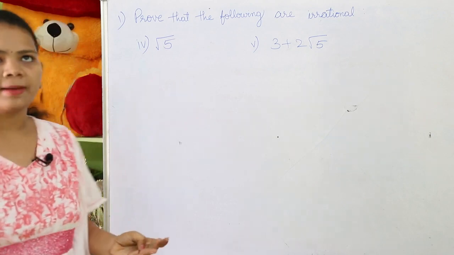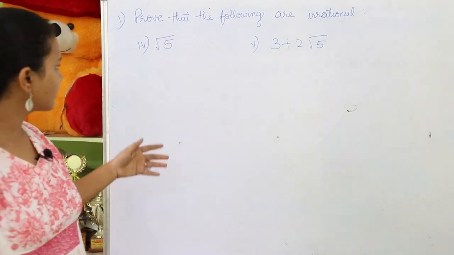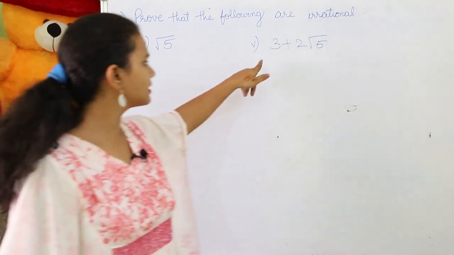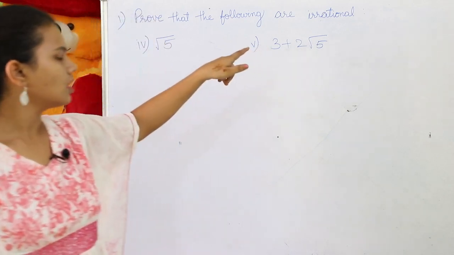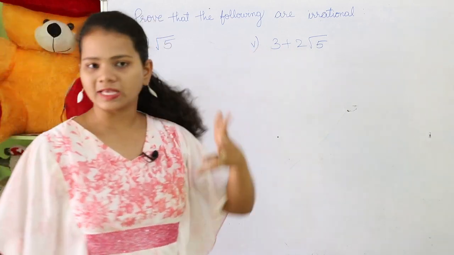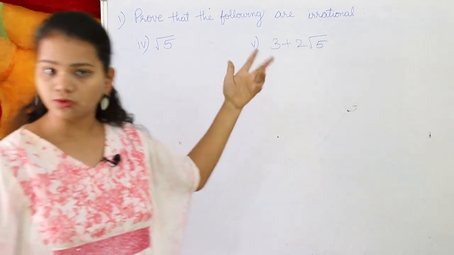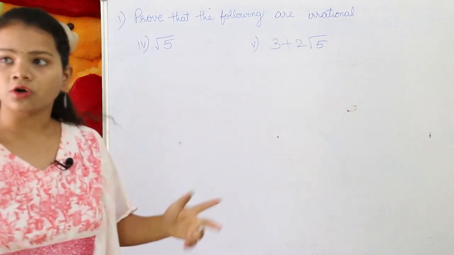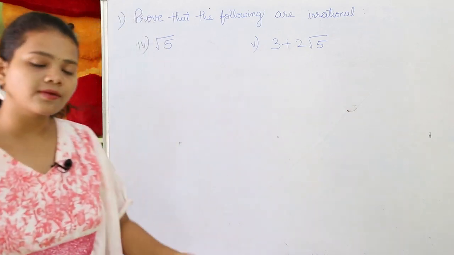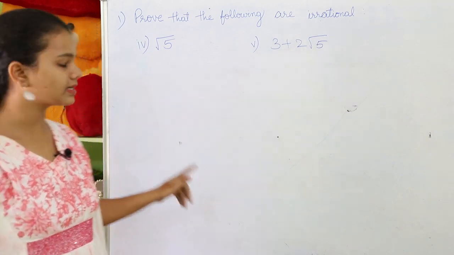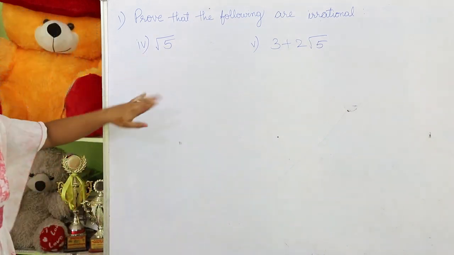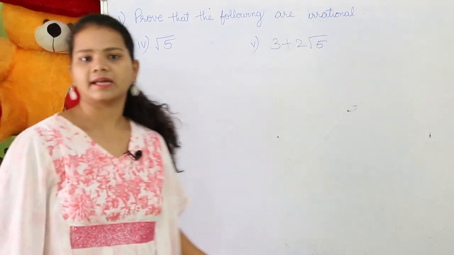As we have proved in the previous questions, they have given questions like prove that 3 plus root 2 is an irrational number, or 3 plus root 5 is an irrational number, or 2 plus root 5 is an irrational number. They have given some kind of questions like this, but in this one they have given root 5.